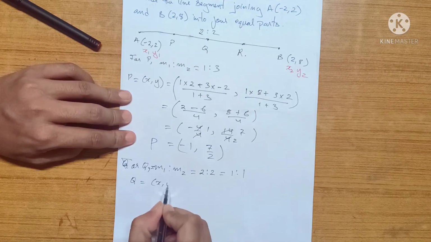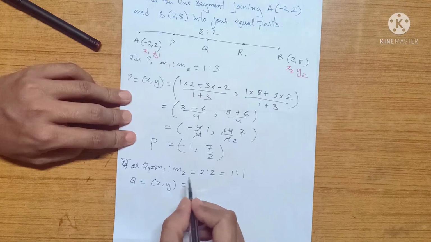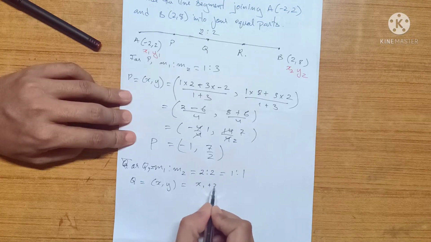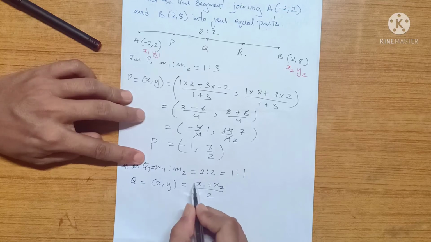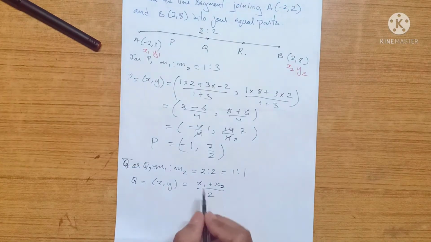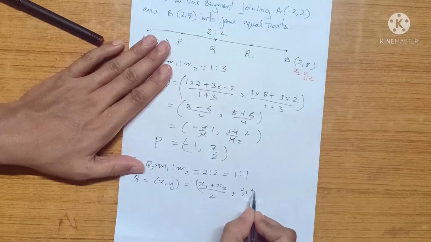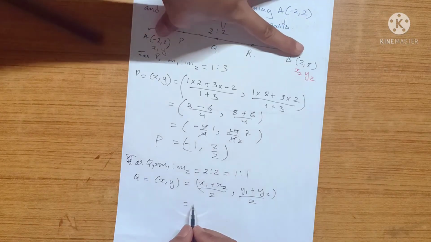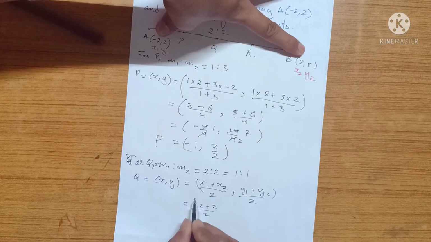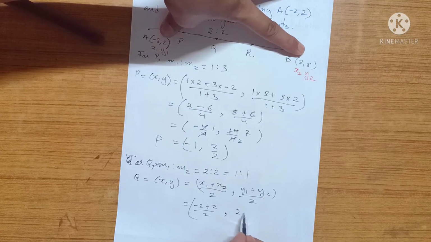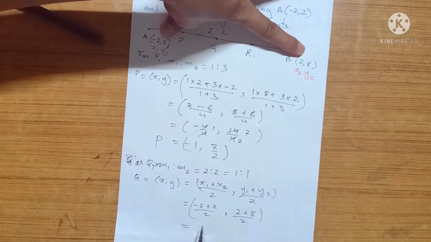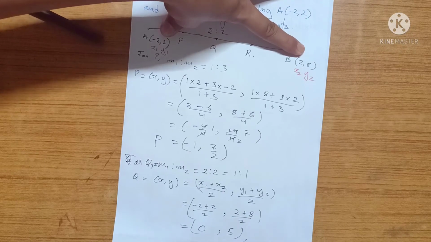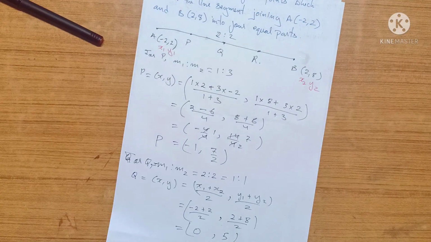So Q equal to (x, y). For the midpoint, the formula was what? x1 plus x2 by 2, comma, y1 plus y2 by 2. I'll just write the formula so that you do not get confused later on. So in this case, x1 is minus 2 plus 2 by 2, and then 2 plus 8 by 2. So which is 0, and then 2 plus 8 is 10, 10 by 2 is 5. Got it?